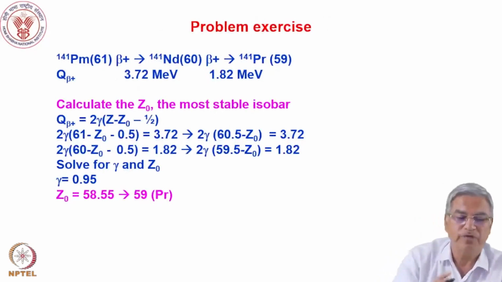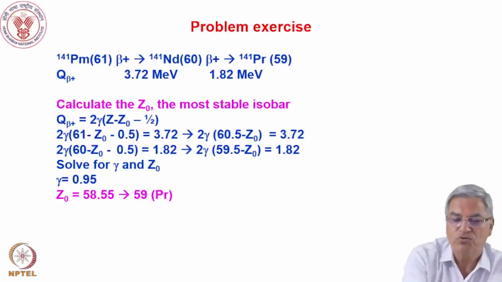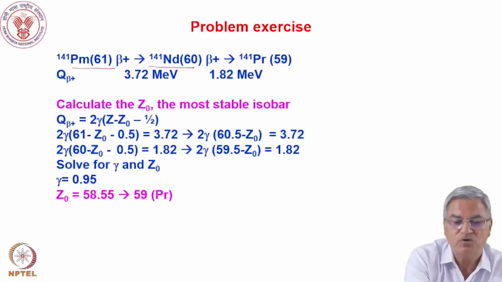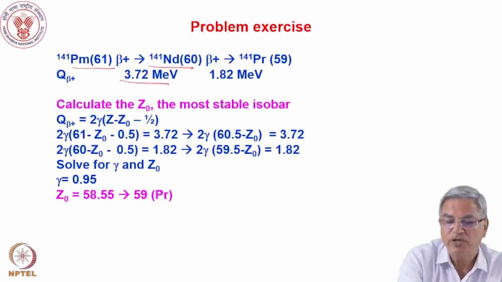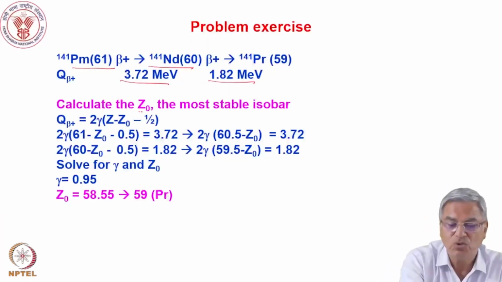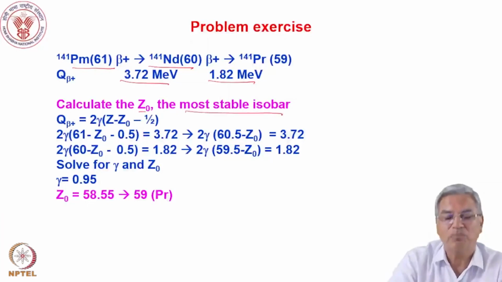We solve a problem here for mass number 141. The Q beta decay value for promethium 141 to neodymium 141 is given here, and for neodymium to praseodymium the beta values are given. We have to calculate the Z0, the most stable isobar, from the information that is given here.